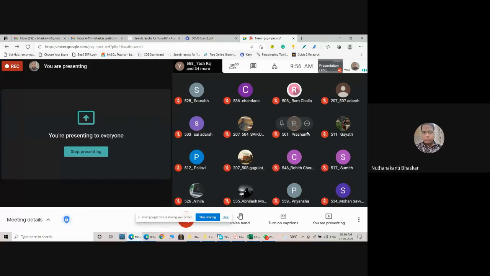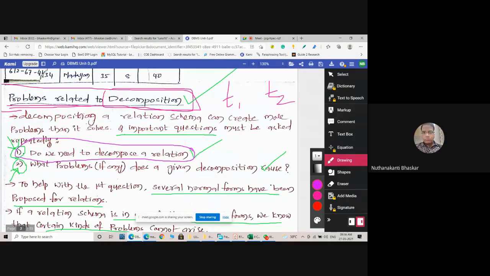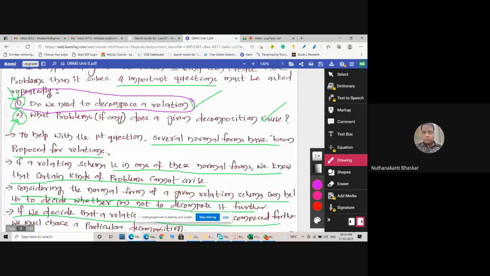Every normal form is having one category of functional dependency. Along with the different categories of functional dependency, we are going to learn the normal forms. Before the decomposition, we need to ask ourselves: do we need to decompose a relation? That means you need to verify which normal form the given relation is suitable for. That is exactly what we need to ask ourselves.